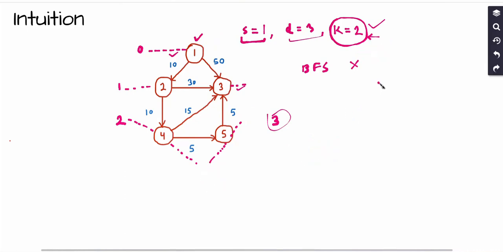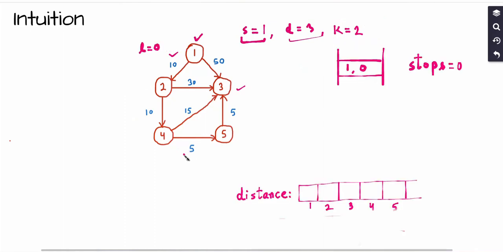Therefore, I can use my BFS search for this particular algorithm with a little modification. So let's see how the BFS algorithm will work for this problem. We have this source city, which is city 1, destination city, which is city 3, and maximum number of intermediate stops allowed are 2. And we initialize our stops variable to 0, and we initialize our queue with the source city along with its distance, which is 0. Then we have our distance array, which we initialize with infinity. Take infinity as a very large number, let's call it int max.